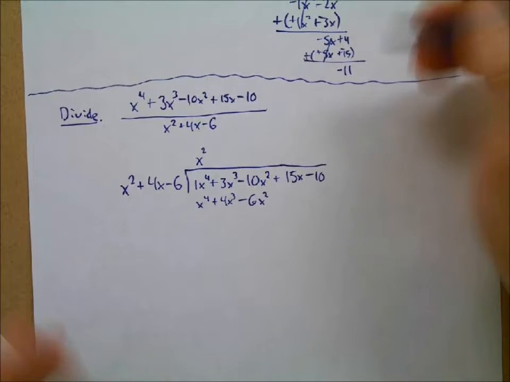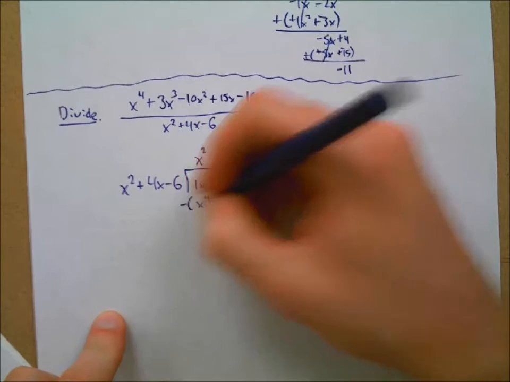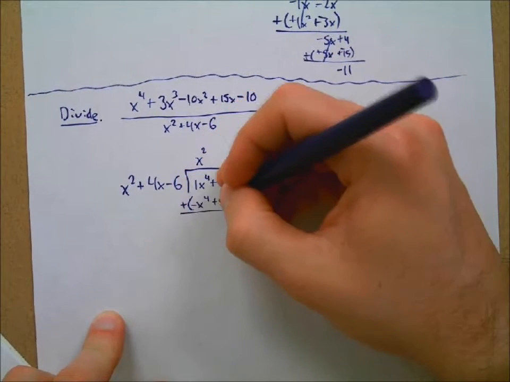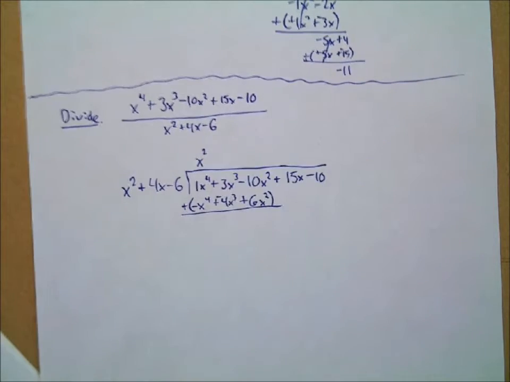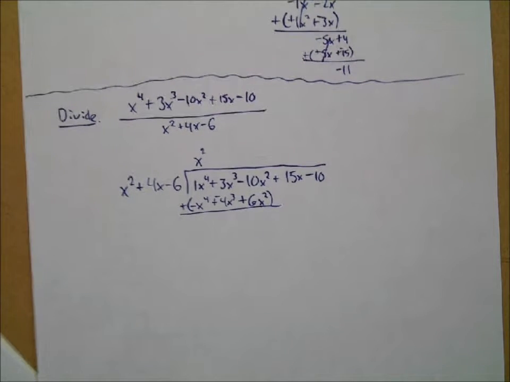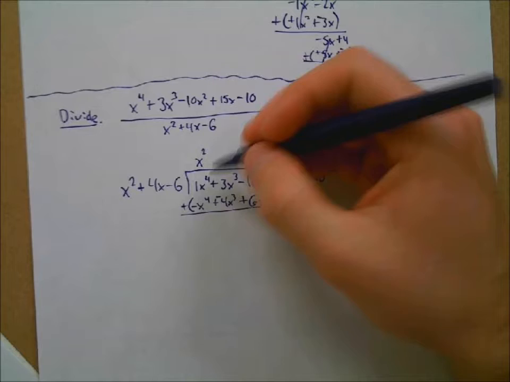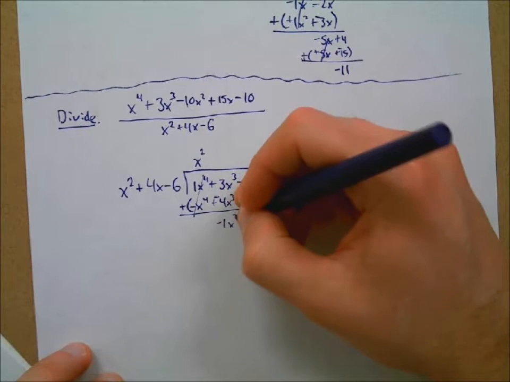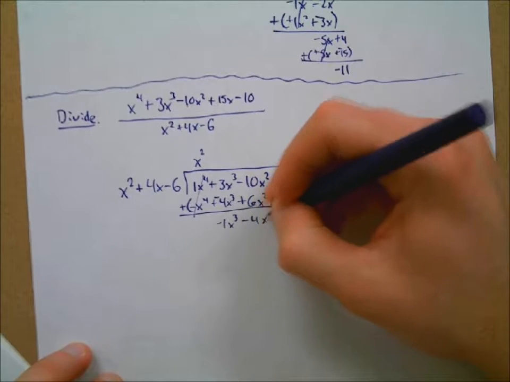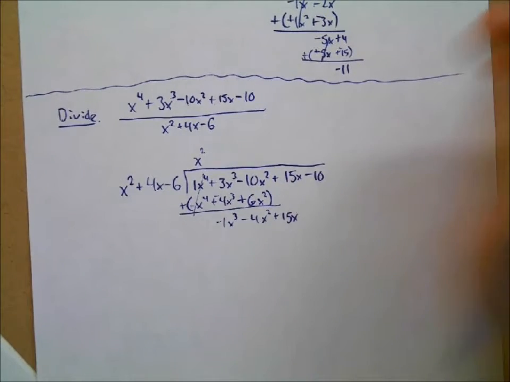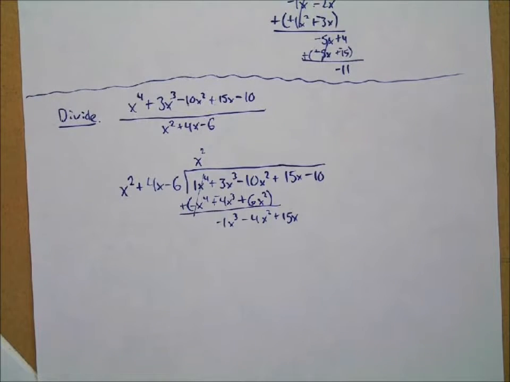And then, again, we'll subtract that quantity. But instead of subtracting, I'm going to make it add the opposites. And then, of course, our variable lead term cancels. And then we have some other stuff here. Negative 1x to the 3rd, negative 4x squared, and then we'll bring down that plus 15x. Okay? And then just go from there. You guys go ahead. Take it away.